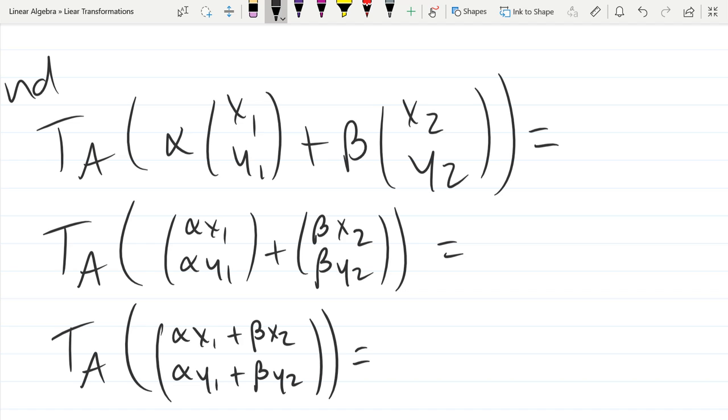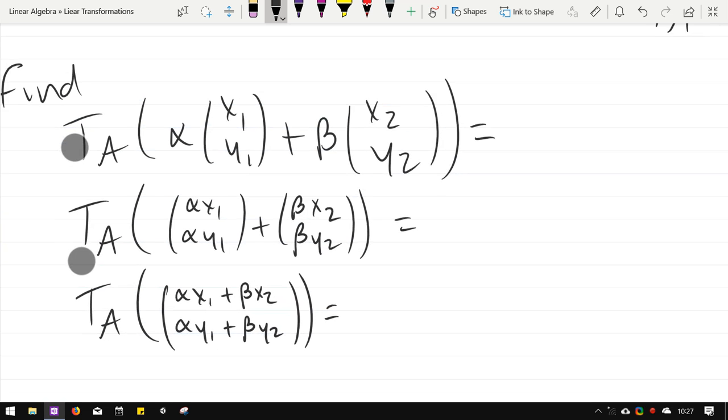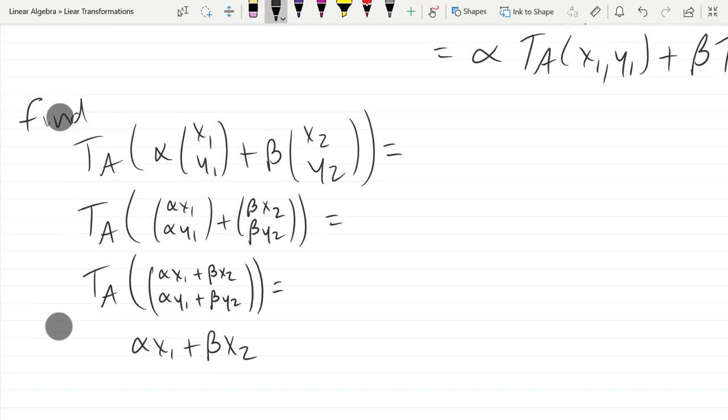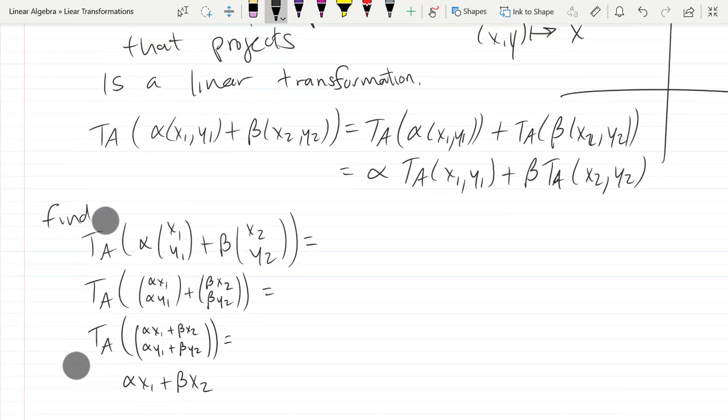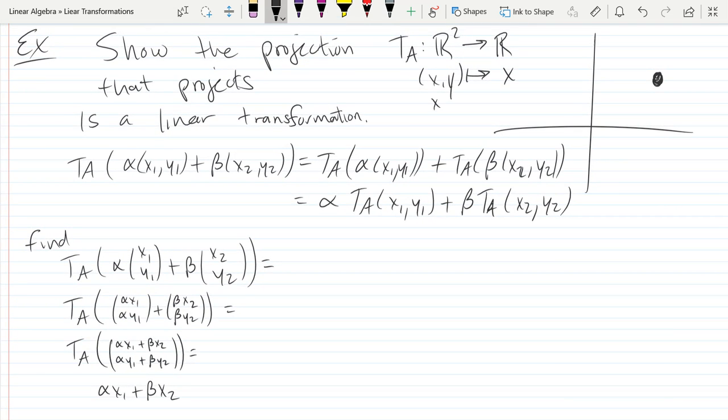Now, in this form, I do know what TA does to a two-dimensional vector. It just throws away the y component. So it's just alpha x1 plus beta x2. I got that from above, somewhere up there, is the definition of TA. It just took x comma y. If I write it vertically, the vector xy turns into the number x. So that's all it does. It just grabs the top component and turns it into a regular number.